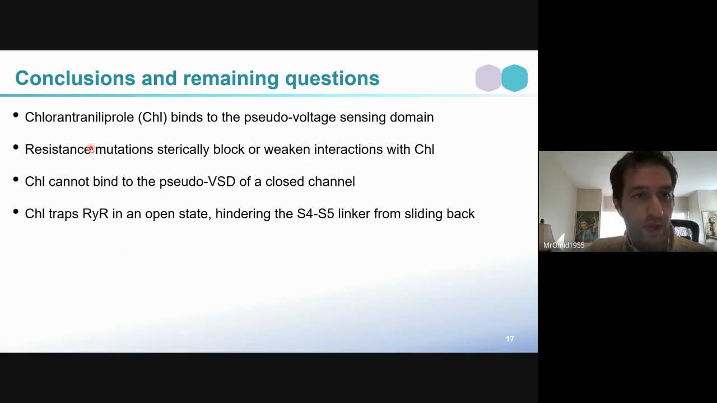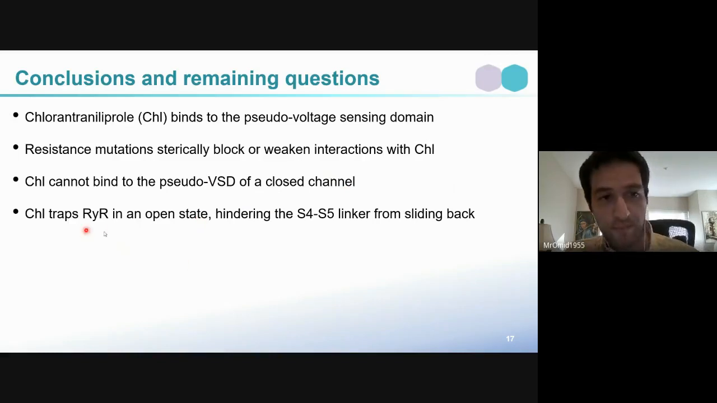So just to conclude, the drug chlorantraniliprole binds to the pseudo voltage sensing domain. We can map the resistant mutations that either sterically block or weaken interaction. I didn't show examples of that, but we have done experiments and did the same fluorescence readings with mutated channels to show that they actually do weaken interactions with chlorantraniliprole. And the drug cannot bind to the closed state of the channel. The drug traps RyR in an open state, hindering the S4-S5 linker from sliding back and closing the channel.